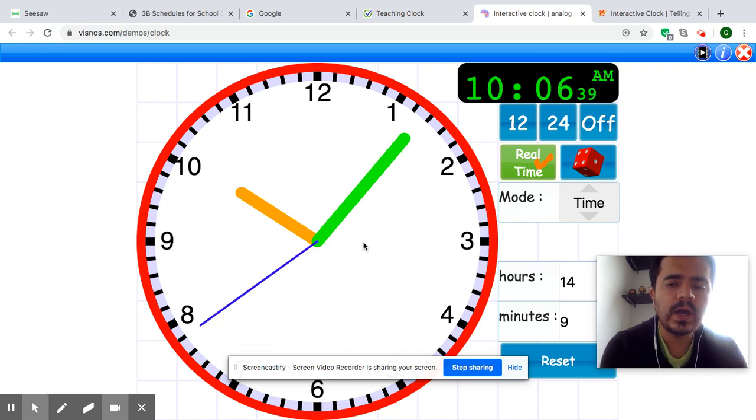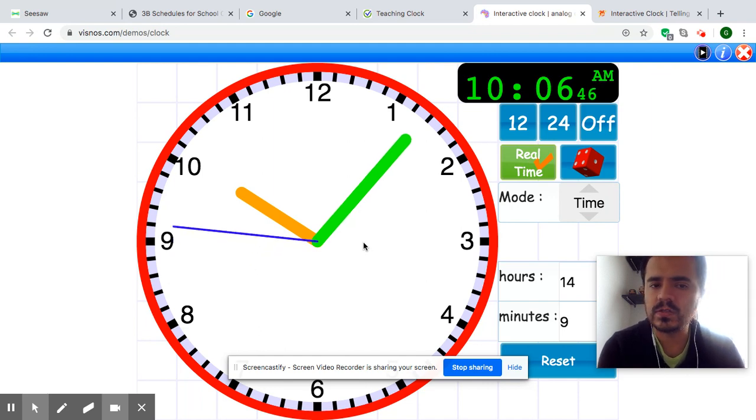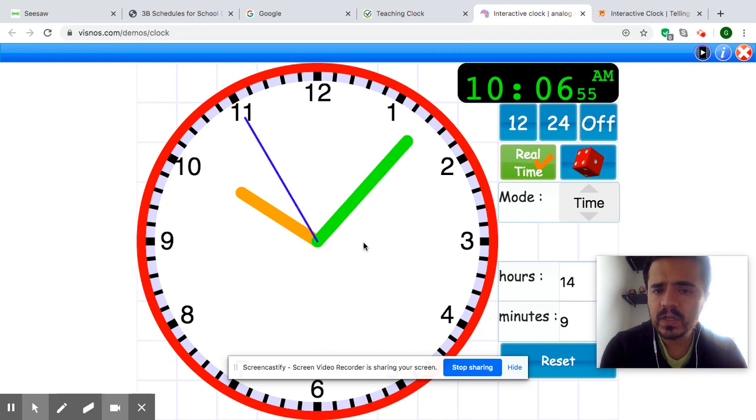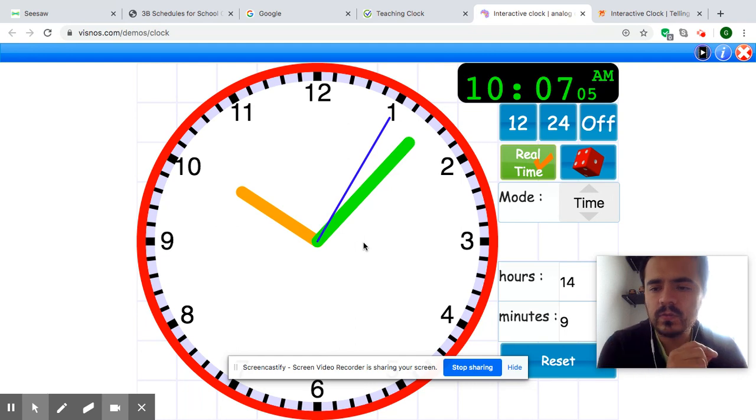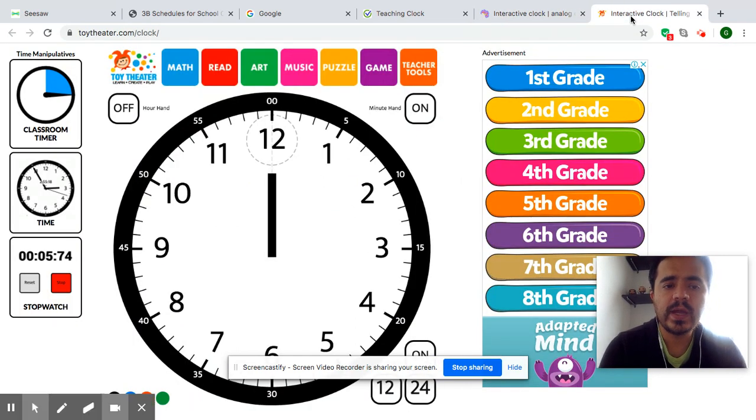Not all analog clocks have it, just some of them. I wouldn't say most of them, and I wouldn't say just a few of them. Just some of them have it. It's constantly moving, and every time it moves, that means 1 second. Those who remember, in 1 minute we have 60 of these. We have 60 seconds in 1 minute. 60 seconds in 1 minute.